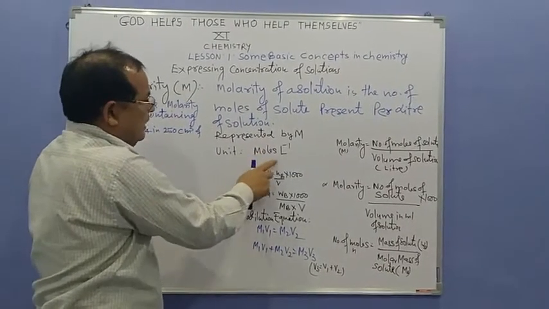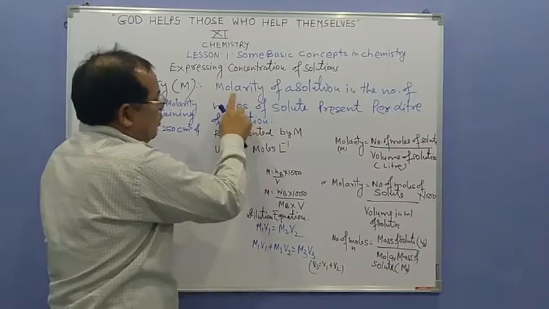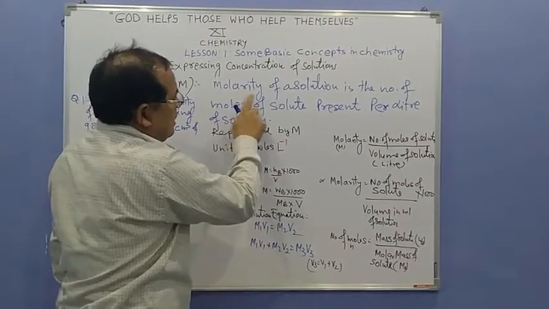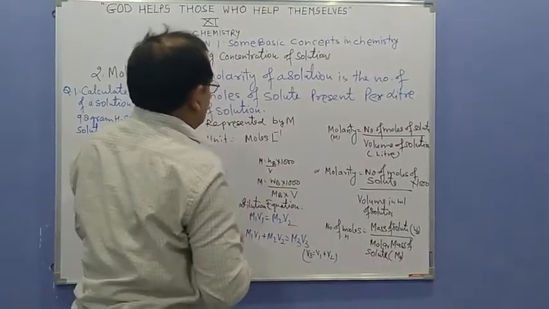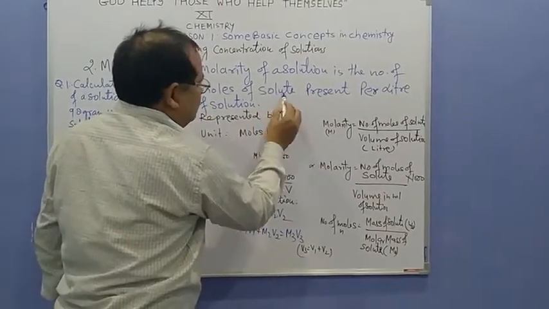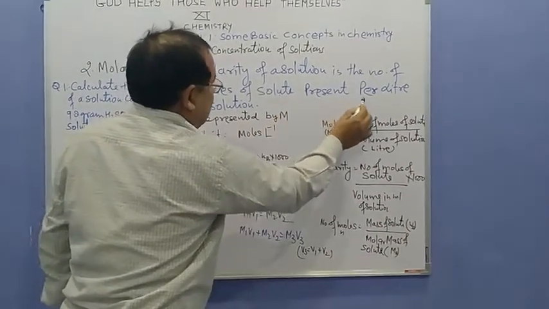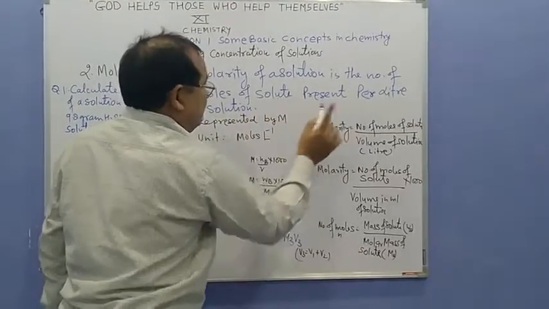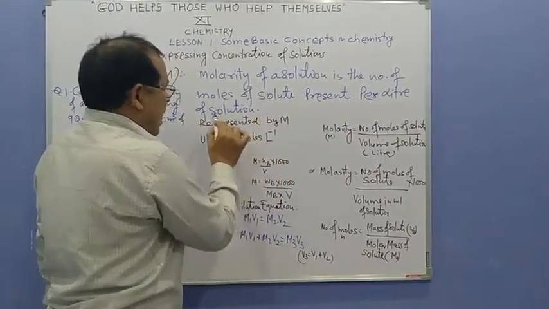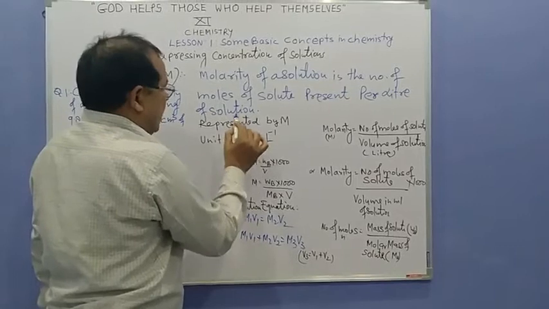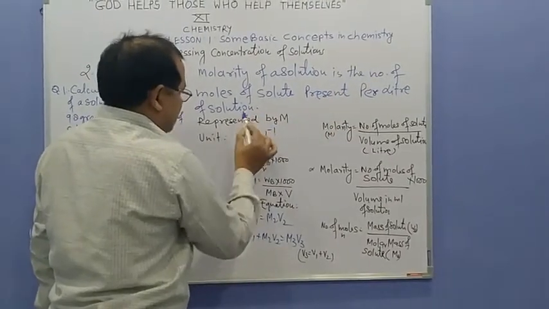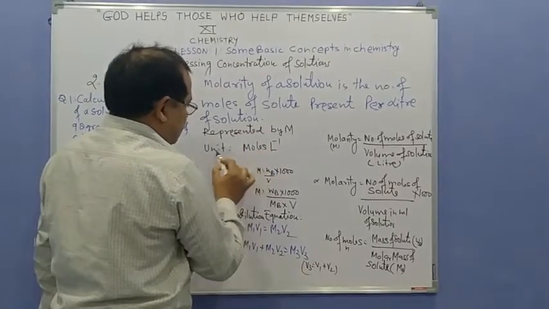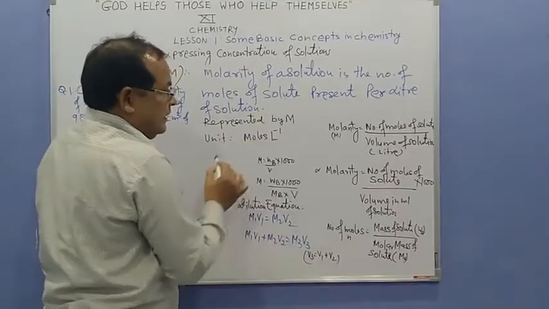Why moles per liter? Because molarity may be defined as the number of moles of solute present in per liter of solution. Per liter means 1 liter of solution. That's why it is the number of moles dissolved in 1 liter of solution. The unit will be moles per liter.